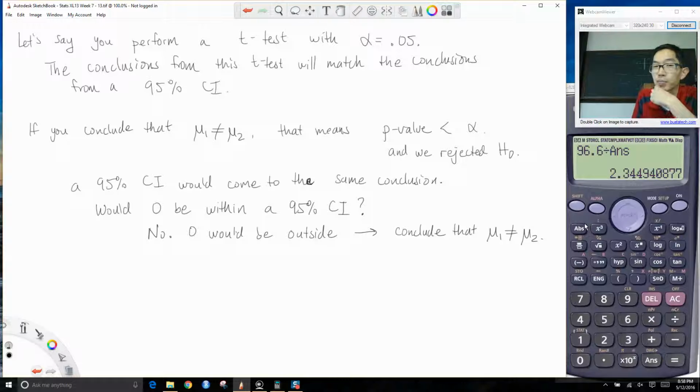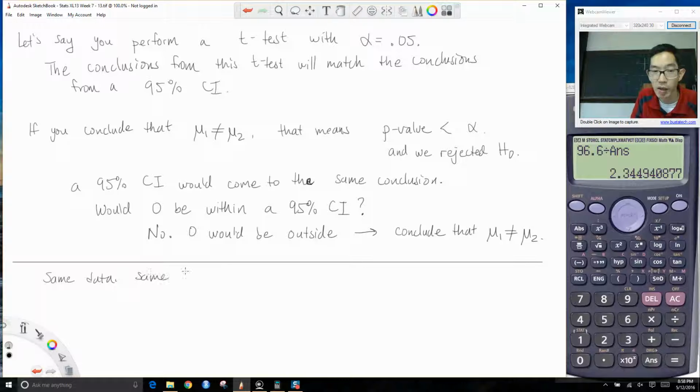All right, here's a question. Let's say I redid the exact same test. Same data, same test. This time, alpha is equal to 10%. Is my p-value less than alpha?